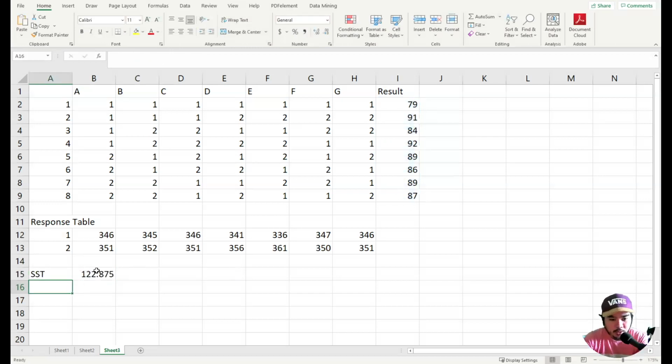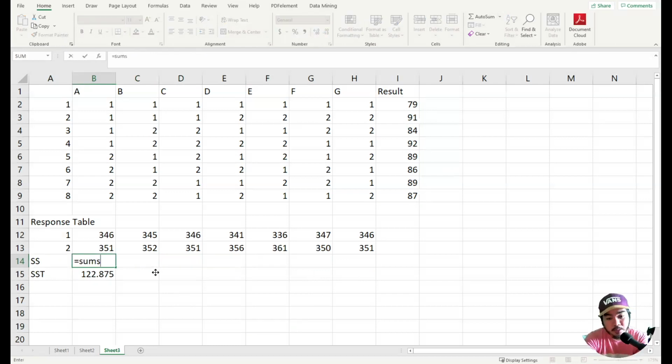Okay, so this is our SST. Now let's try to solve for the SS value for the different main factors. So these are the SS of SSA, SSB, SSC, SSD, E, F, G, etc. So what we do is sum square of these, and each of the values, for example this 346, comes from 4 individual observations.